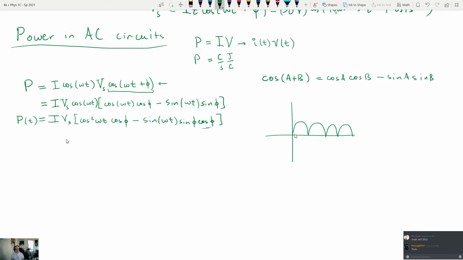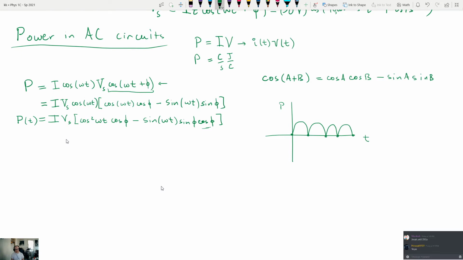So the power output is always positive. That's great. But there's times when the power drops to zero, right? And in physics, when we have systems like this that are oscillating through time, often what we want to do is talk about the average power that's actually put out, right?